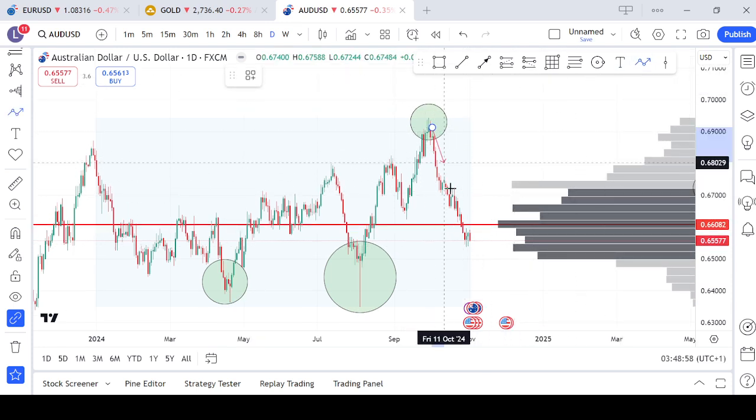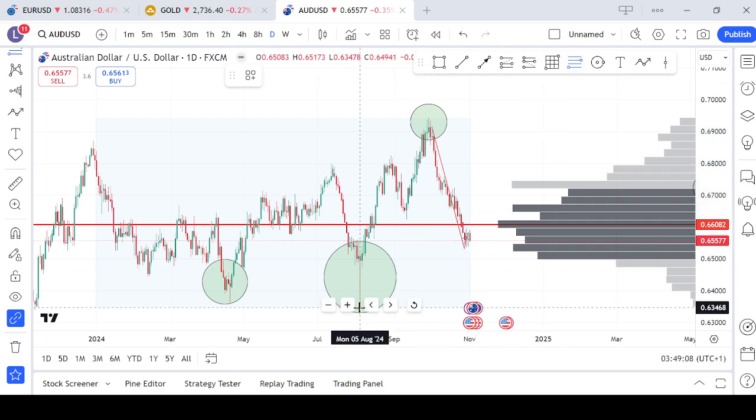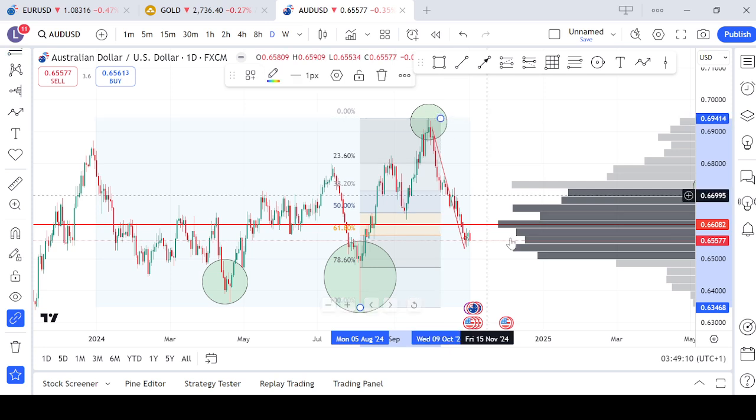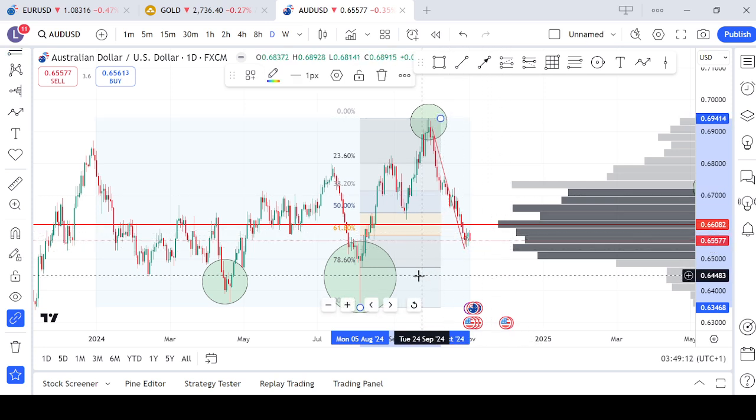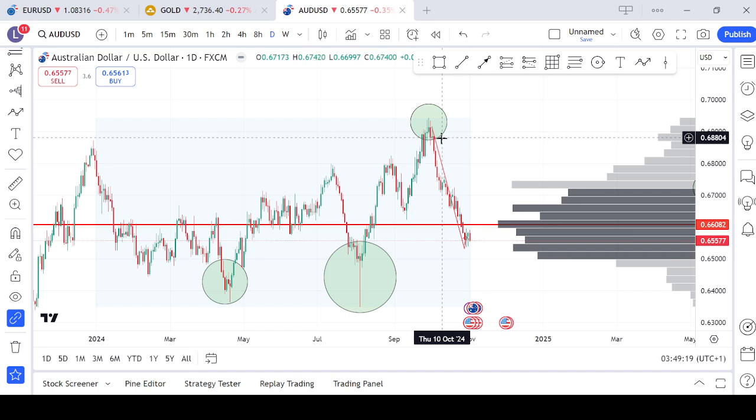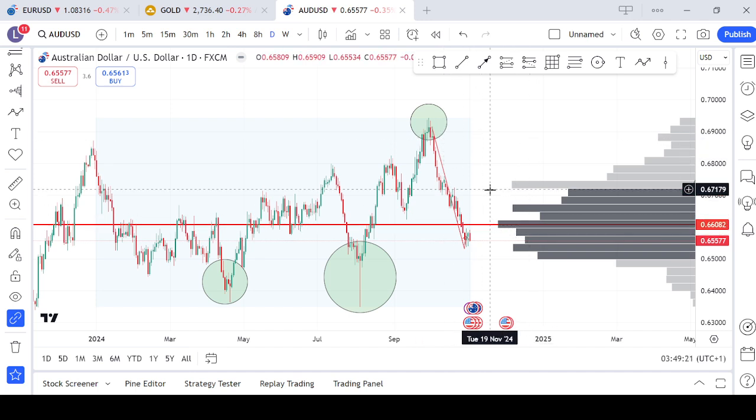Returning into the value area, you can see price giving us these minor reversals. You can use the Fibonacci as we discussed to know if price may return to the 61.8 level or the 78.6, and look for proper confirmations before you take your trades. So that is one way to use the volume profile in taking trades.